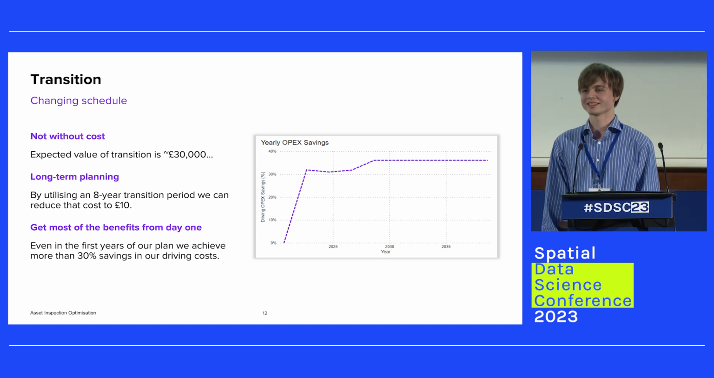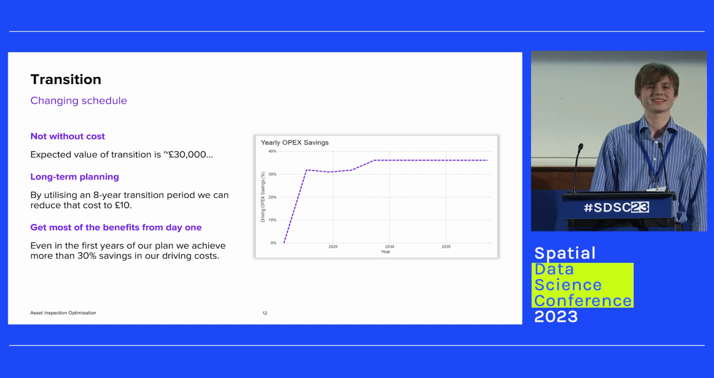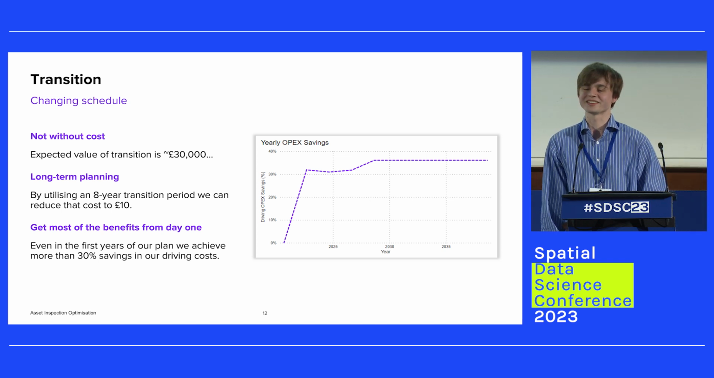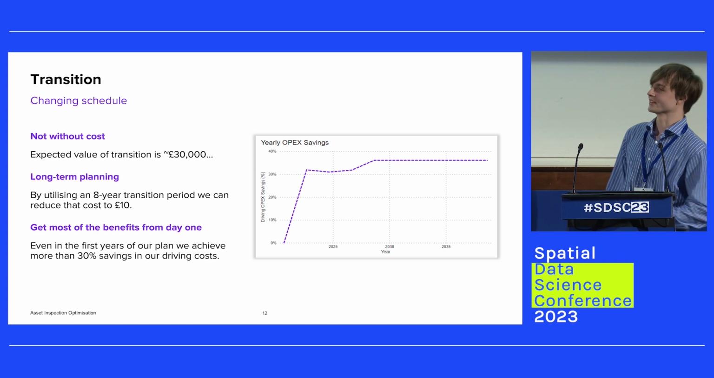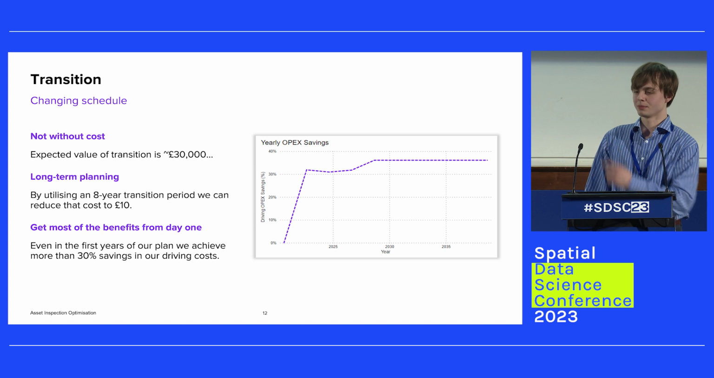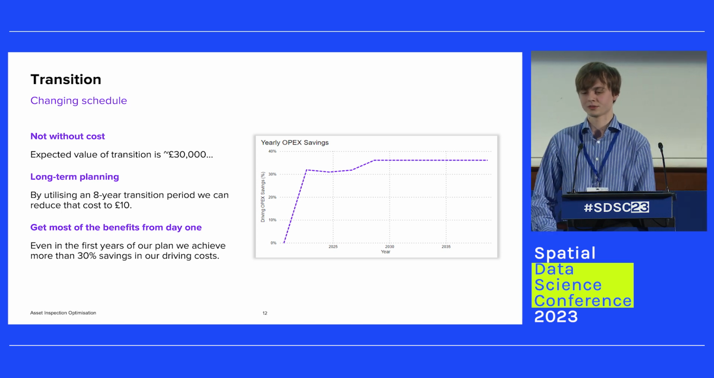But I was a little worried because I was like, well, this 8-year transition plan, that's going to be a hard sell, right? The client's going to be like, well, we have to wait 8 years for our results. And it actually took me alarmingly late in the project to plot this graph. And I was like, oh, maybe I'm okay. So we see that our savings jump up to above 30% in the first 2 years.